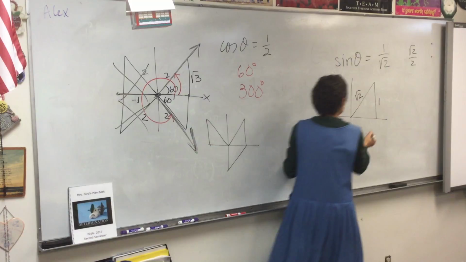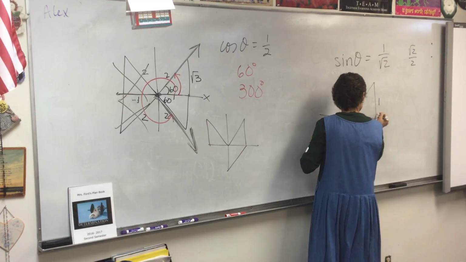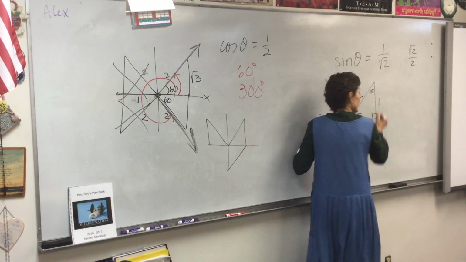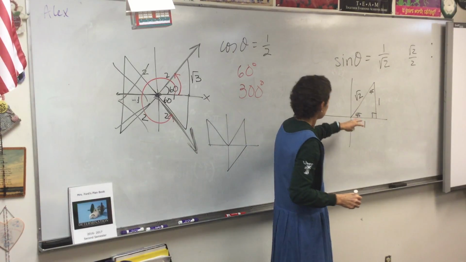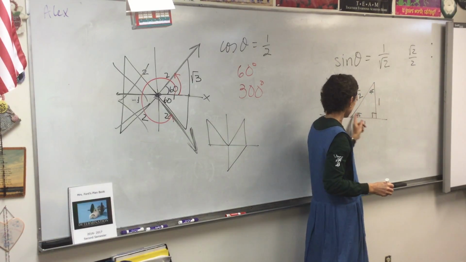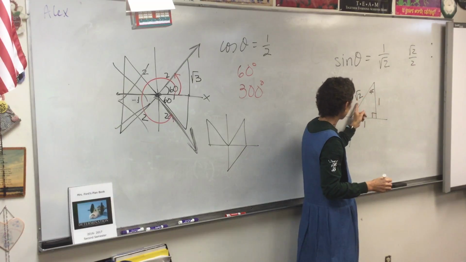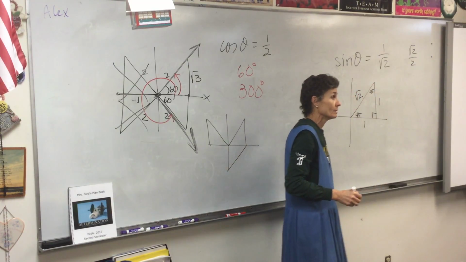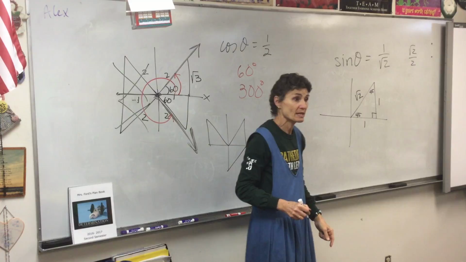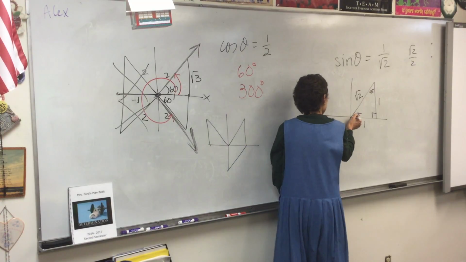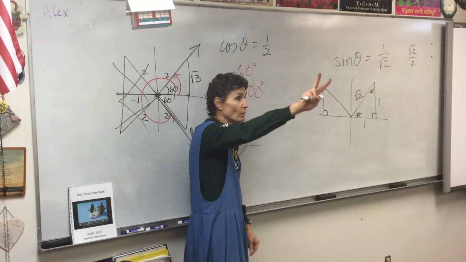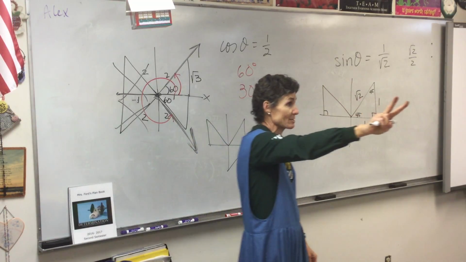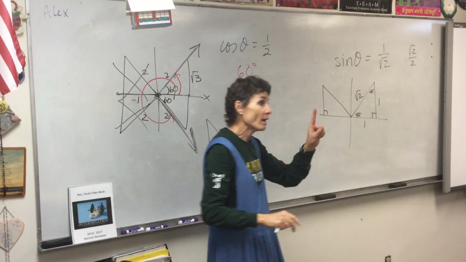45, 45. It's a 45, 45, 90, so it would look like this, right? Now, does that picture make sense if that's supposed to be the sine? Is the sine opposite over hypotenuse 1 over root 2? Yeah, that's a perfect picture. That's beautiful. All right, so let's try the next quadrant, because remember, every one of these problems is going to have two answers. So I got one of them figured out.